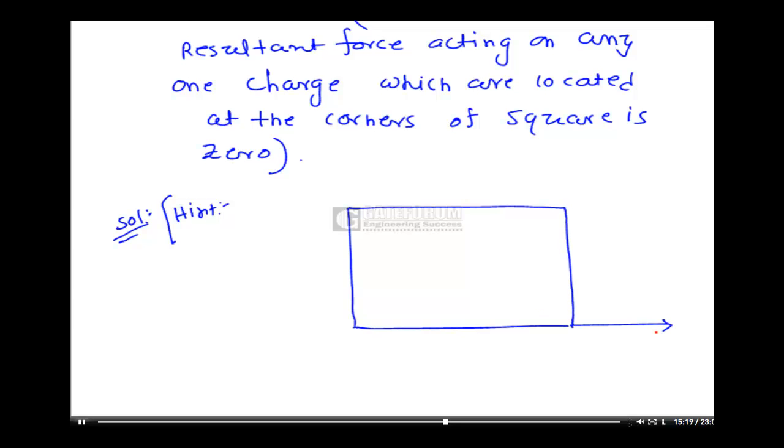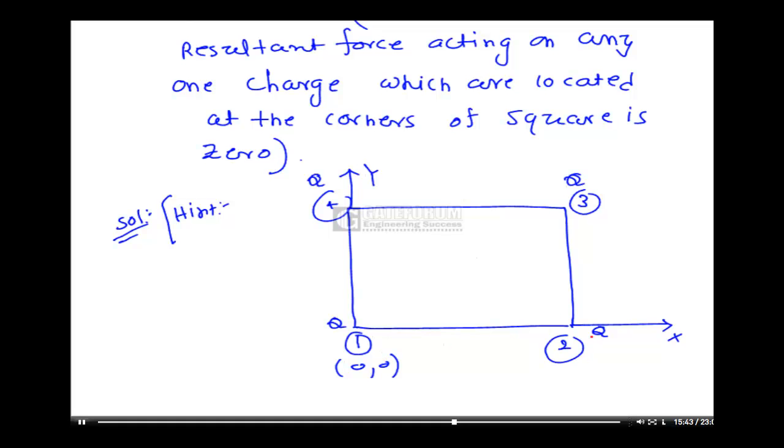This is X. This is Y. Here are 4 point charges of Q coulomb. This is a Q coulomb, this is a Q coulomb, this is also Q coulomb, this is also Q coulomb. This is located at 0, 0.